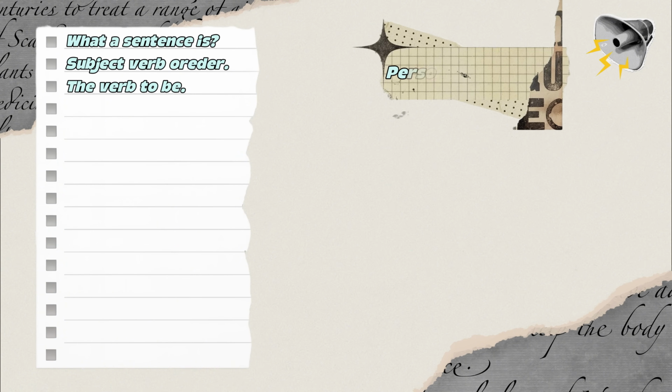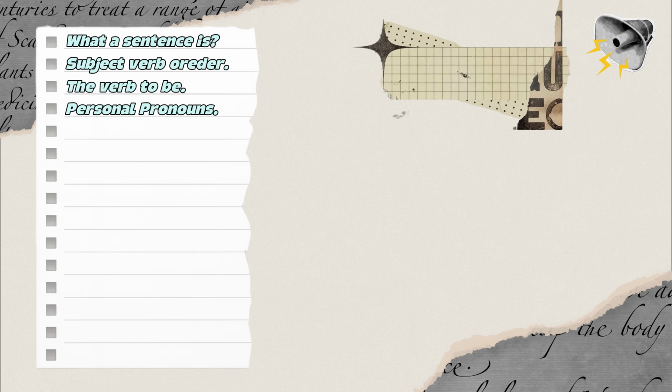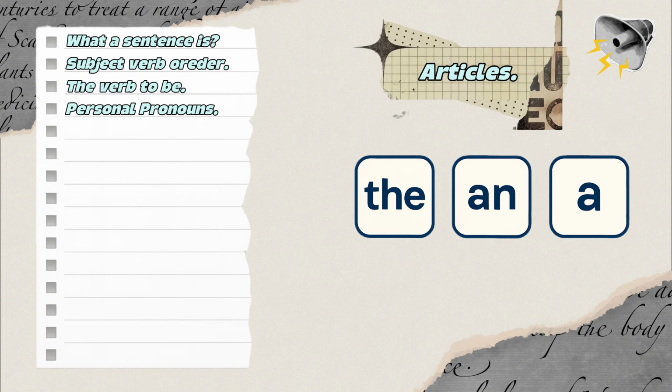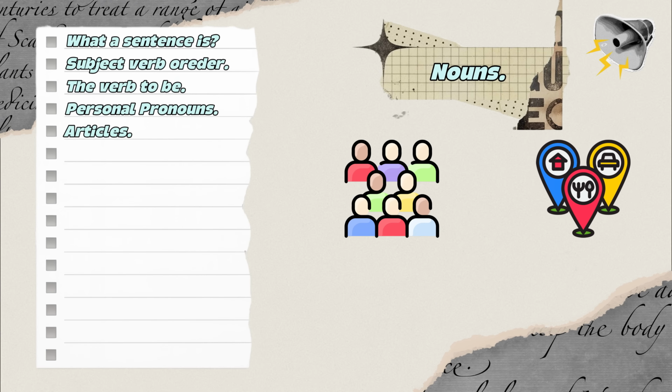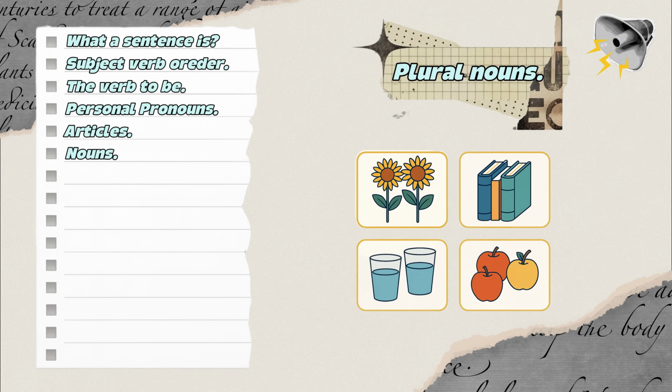4. Personal pronouns. Words like I, you, he, she, it, they, and we. 5. Articles. Words like the, a, and an. Number 6. Nouns. These are names of people, places, and things. Number 7. Plural nouns. These are names of more than one thing.